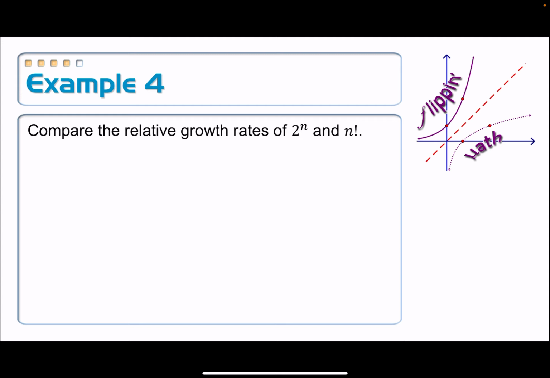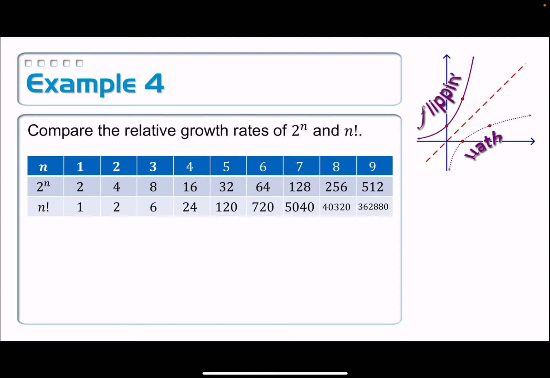Well, here, I've got a table of values for you. And you can see that the exponential one is initially bigger. It's bigger than the factorial, but it's not long before the factorial overtakes it, and then by a very, very large margin. So as we're approaching infinity, the factorial is going to be the very clear winner.